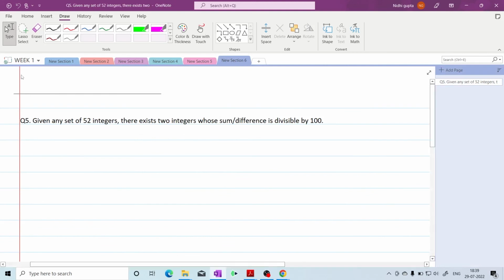Now, our last question is: given any 52 integers, there exist two integers whose sum or difference is divisible by 100. So any ideas how to do this? We have 52 integers and we have to show there will be at least two integers whose sum or difference is divisible by 100.